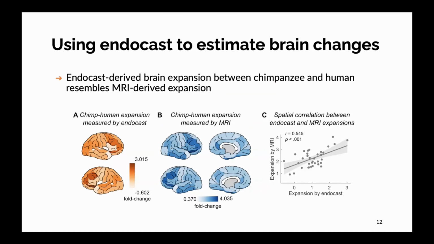And as you can see in panel A, using the endocasts of chimpanzee and human, you can see large expansion in the prefrontal cortex and orbital parts of the inferior frontal cortex. And this pattern of expansion is very similar to the pattern we derived from the real MRI data. That is what we can observe using MRI in the real brain. So this high correlation between these two measurements indicates that using endocast, we can achieve a fair approximation of the real brain expansion.